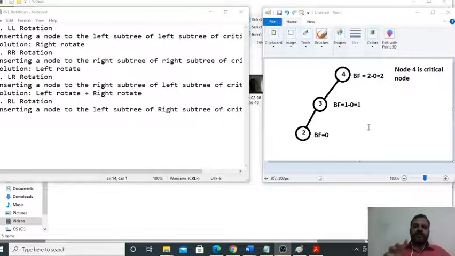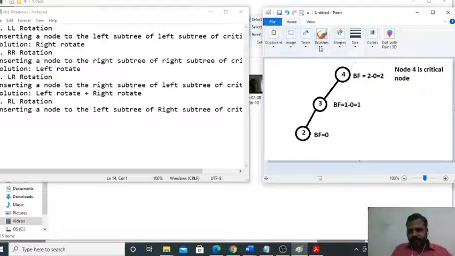Now how do we avoid this imbalance? It's nothing, just move this 4 to the right of 3. Otherwise, in right rotation, the entire block moves to the right, so that 3 becomes the root node, 2 becomes the left child, and 4 becomes the right child. I'll draw the new tree.